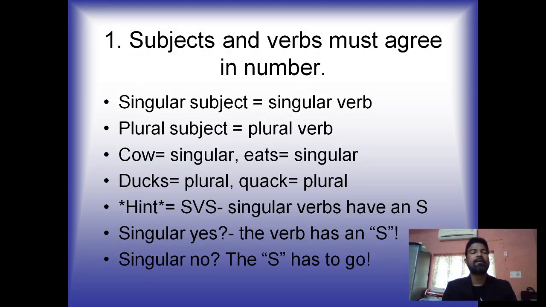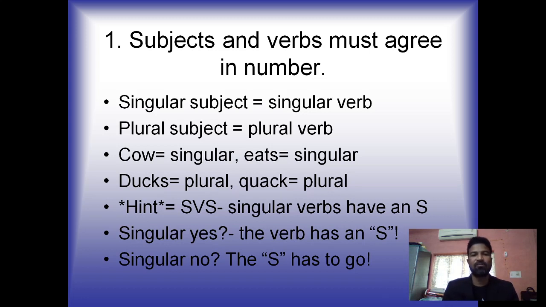Rule 1: subjects and verbs must agree in number. If it's a singular subject, it should be taking a singular verb. A plural subject takes a plural verb. Just to check out an example: cow is singular, and therefore it should have the singular verb eats. Cows is plural, therefore it should have the verb eat.